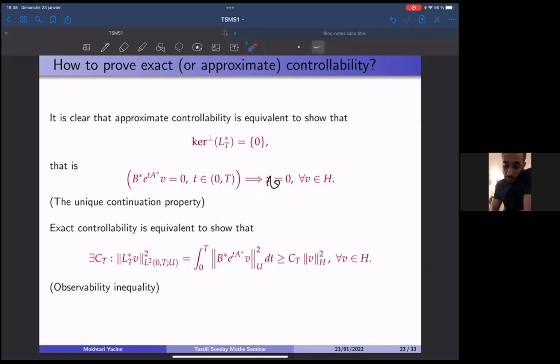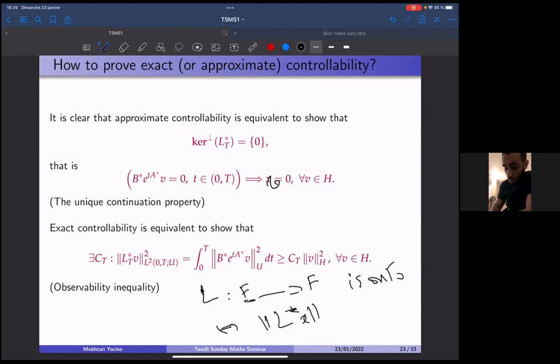This means that V equals 0, and it's just the kernel of L_T star equals 0. And for exact controllability, we know from functional analysis that if we take an operator L from E to F, these two Banach spaces, L is onto if and only if its adjoint is bounded from below for any x in F star. And I have used this fact here.